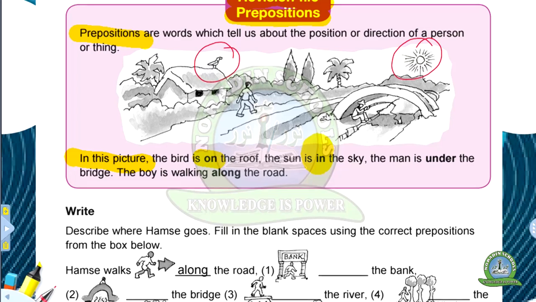This preposition which is in shows us where the sun is.